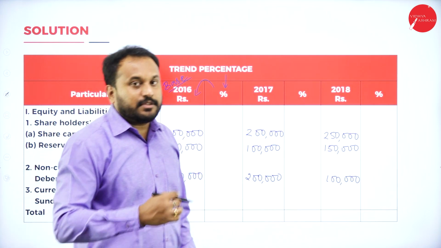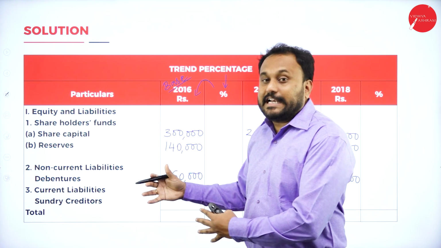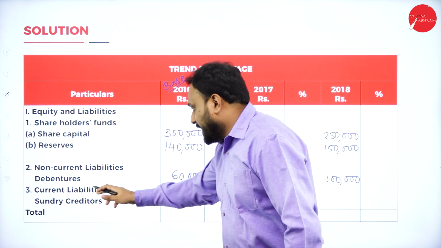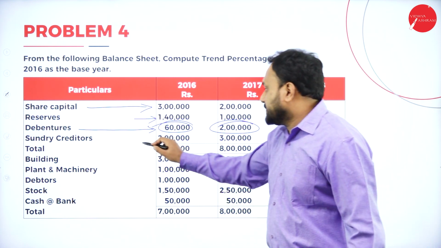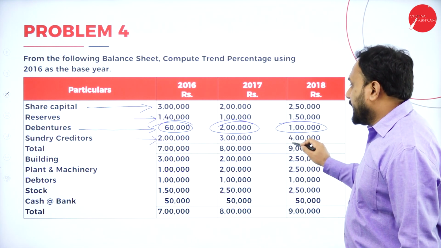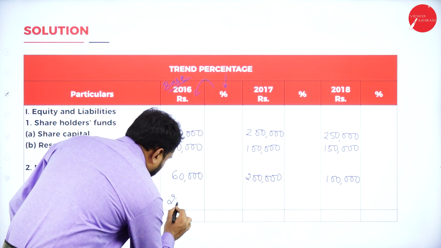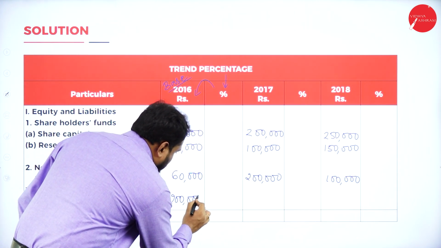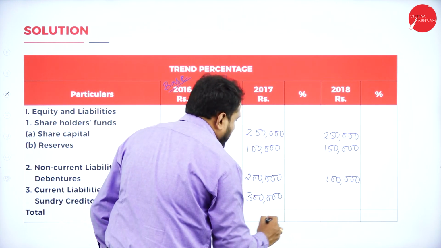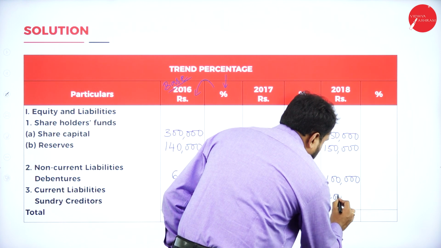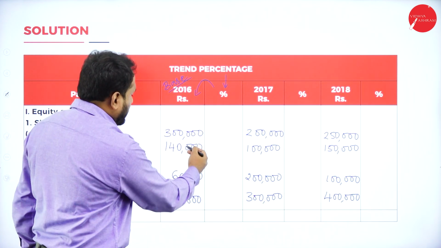After debentures, we have something called sundry creditors. Now, sundry creditors come under the current liability. So we'll go with current liabilities as a heading, then sundry creditors. Now, sundry creditors is how much here? 2 lakh, 3 lakh and 4 lakh. So we'll write here 2, 3 and 4. 2 lakh, 3 lakh and then 4 lakh. So we are done with 1, 2, 3, 4.